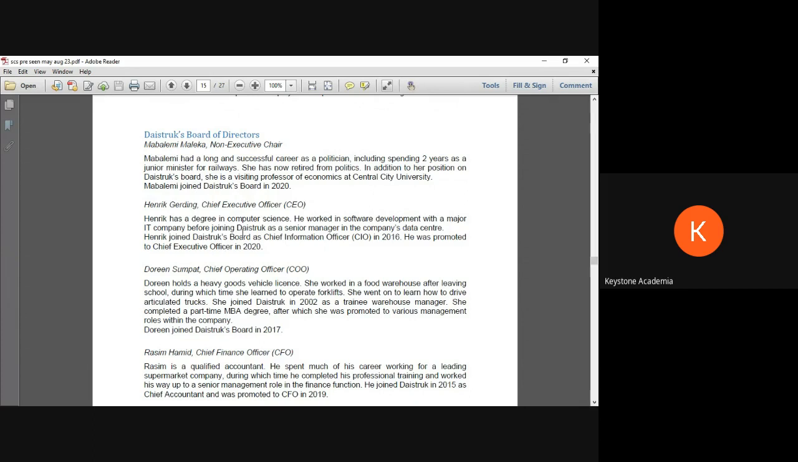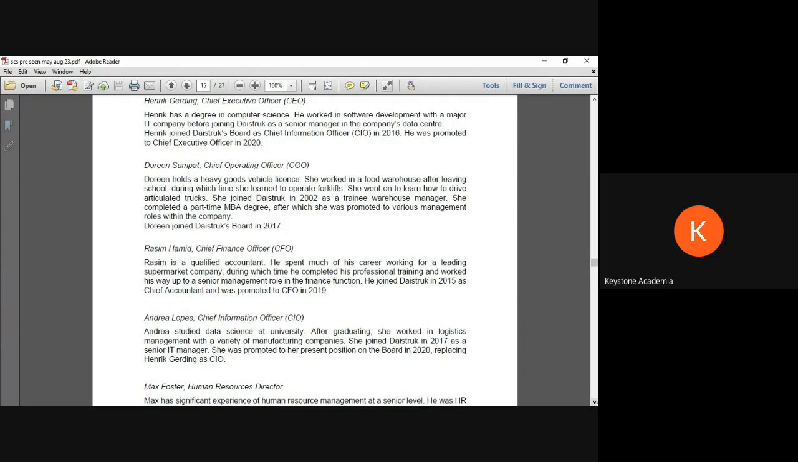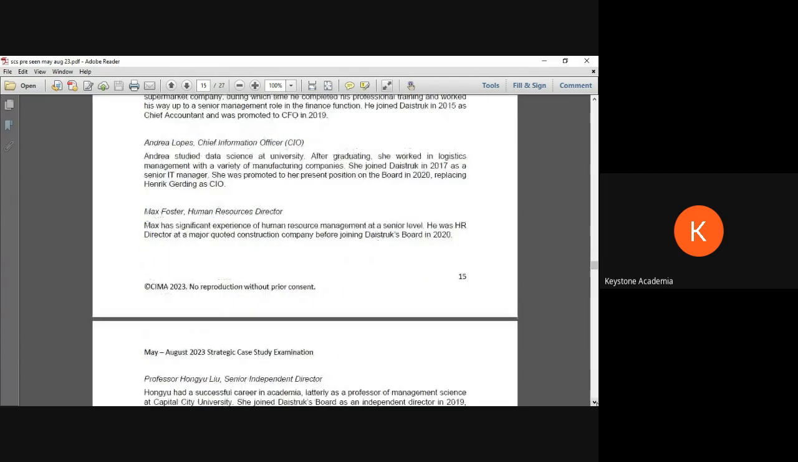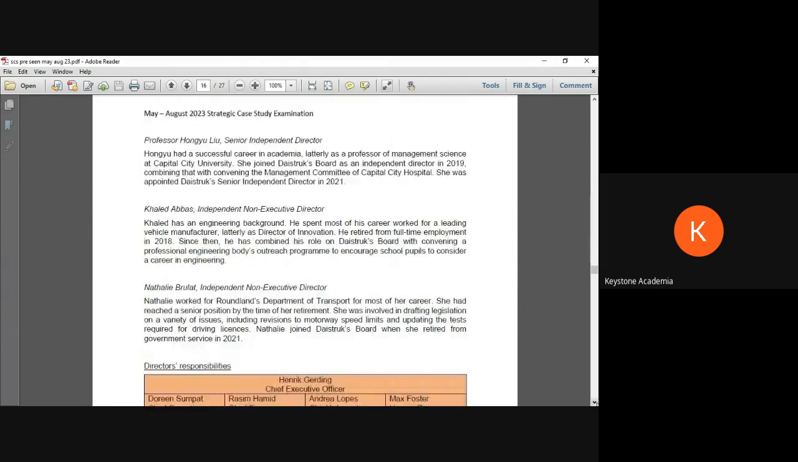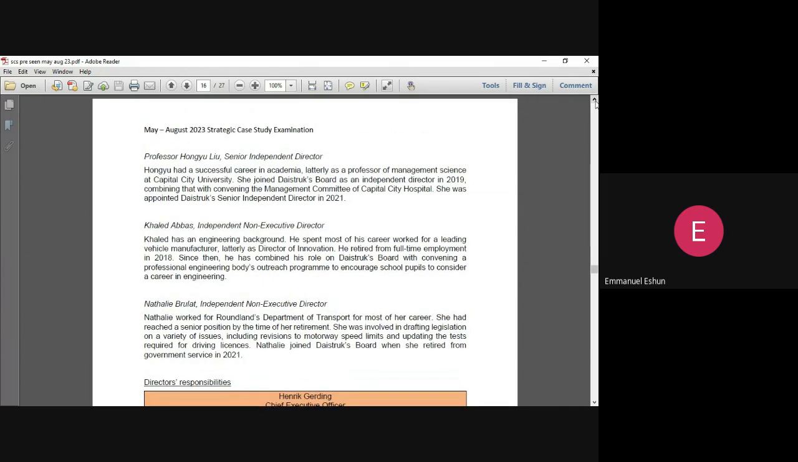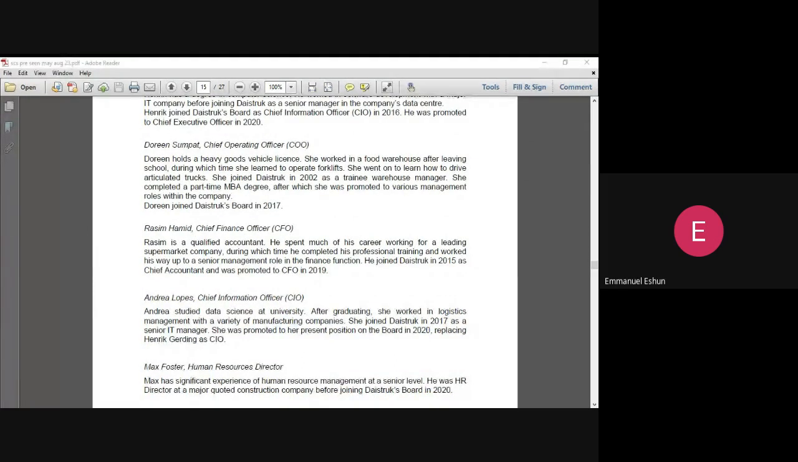If you see executives, we have Henrik, Doran, Rasim, Andreas, and Max. 5. Then if you see non-executive directors, Professor Hong Liu, Khalid Abbas, only 3. So we are short of 2 because it says 50% excluding the chair. Excluding the chair. But even if you add the chair, there are 4, and then the other will be 5. Yes. We need 2. Yeah, Farah and then Vishal. So yeah, absolutely. I think we're short of 2.